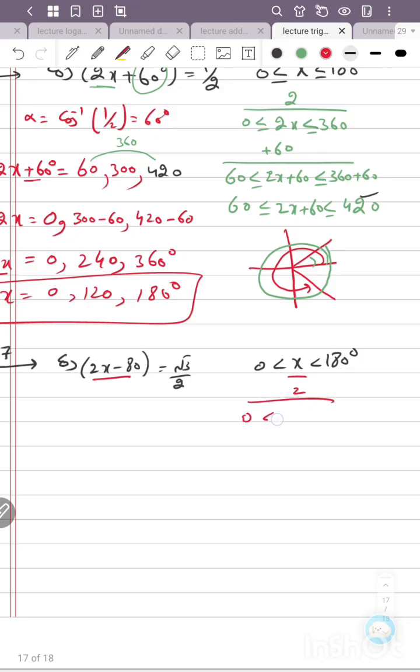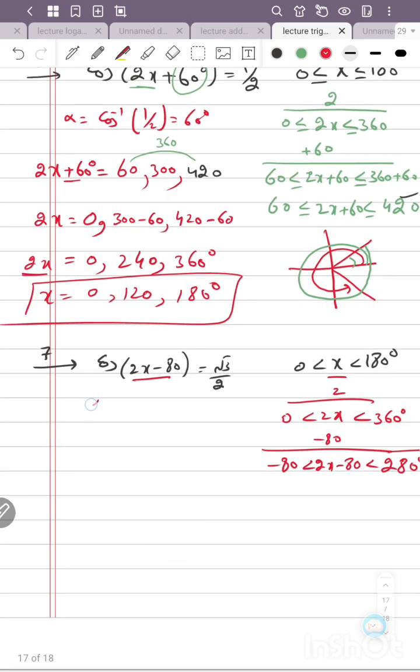We get 0 less than 2x less than 180 multiplied by 2, which is 360. Now we have to subtract 80 everywhere. So 2x minus 80, and 360 minus 80 gives us 280. Okay dear friend, you have to understand this level of question. And here cos inverse of square root 3 by 2, alpha is 30 degrees. This is 2x minus 80.